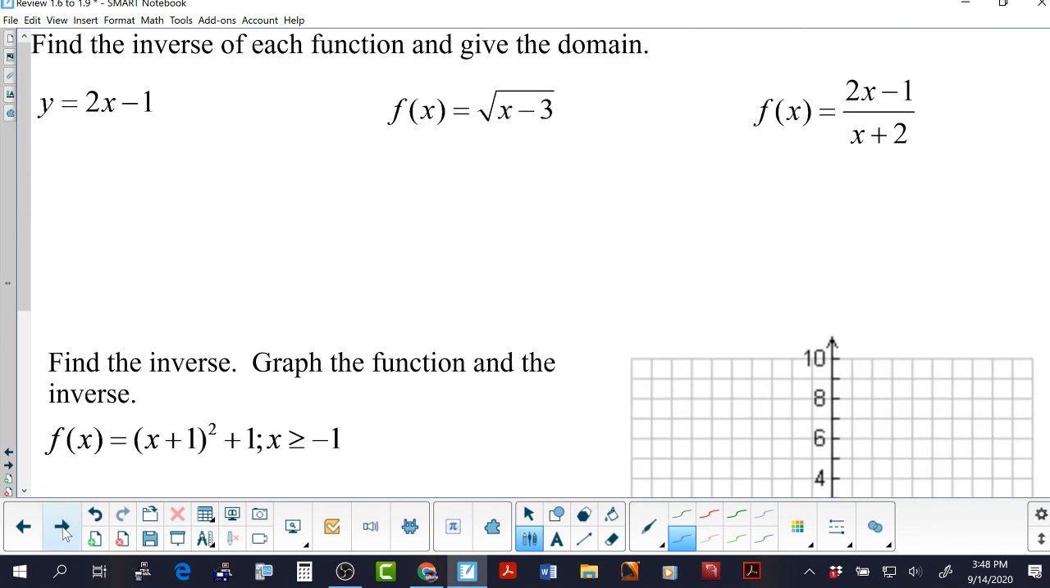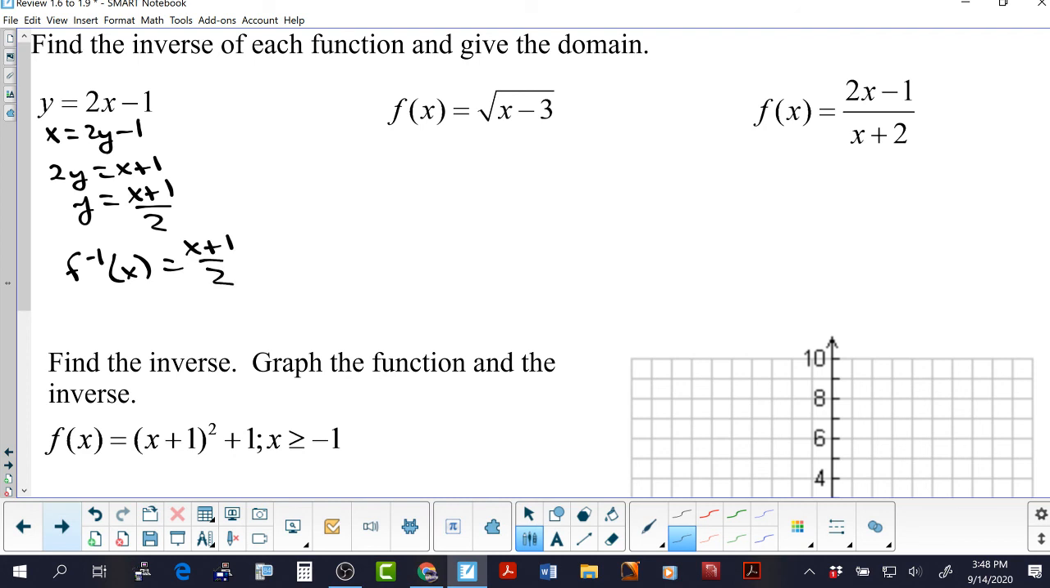Find the inverse of each function and give the domain. So x equals 2y minus 1, so 2y equals x plus 1. y equals x plus 1 over 2, so that's the f inverse. And the domain for this, negative infinity to infinity.